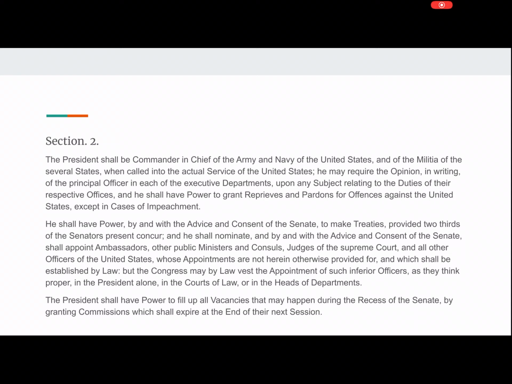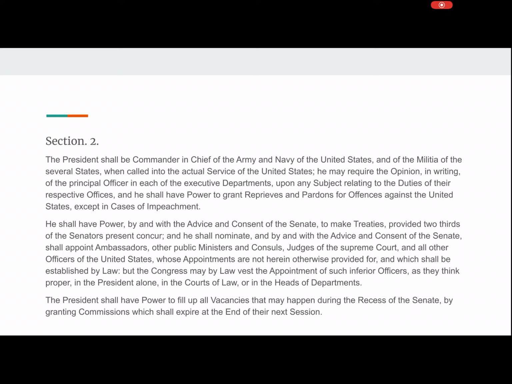He shall have power, by and with the advice and consent of the Senate, to make treaties, provided two-thirds of the senators present concur, and he shall nominate, and by and with the advice and consent of the Senate shall appoint ambassadors, other public ministers and consuls, judges of the Supreme Court, and all other officers of the United States whose appointments are not herein otherwise provided for, and which shall be established by law. But the Congress may by law vest the appointment of such inferior officers as they think proper in the President alone, in the courts, and in the heads of departments. The President shall have the power to fill up all vacancies that may happen during the recess of the Senate by granting commissions, which shall expire at the end of their next session.